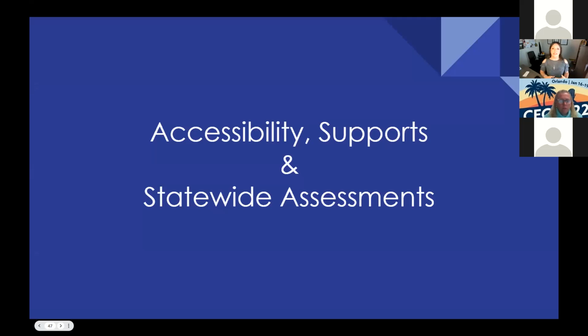All of this information also informs and supports the identification of accessibility and supports in the classroom and also for statewide assessments. Let's take a look into this specific area. Next slide.